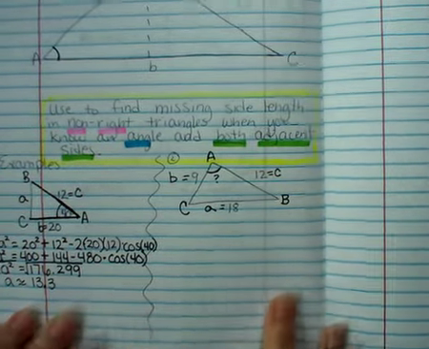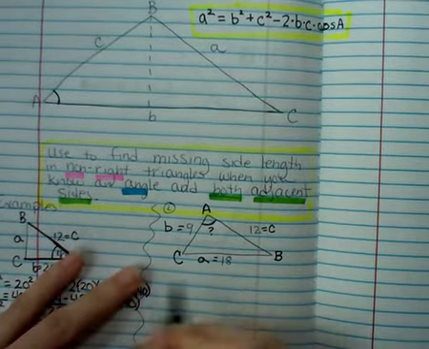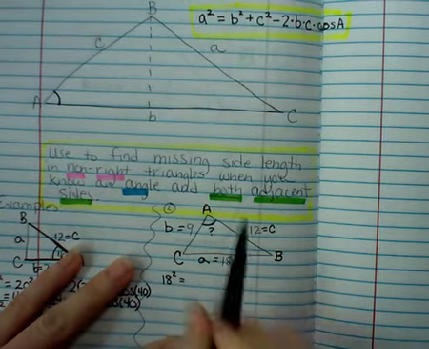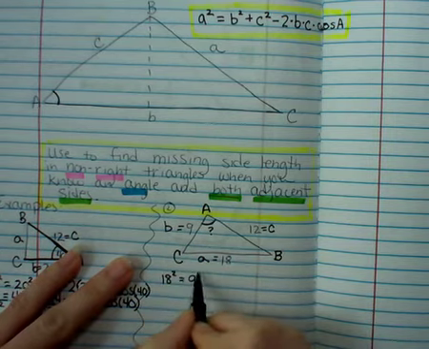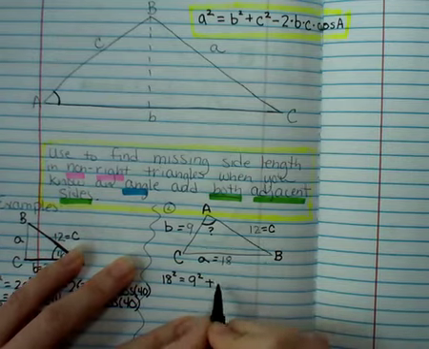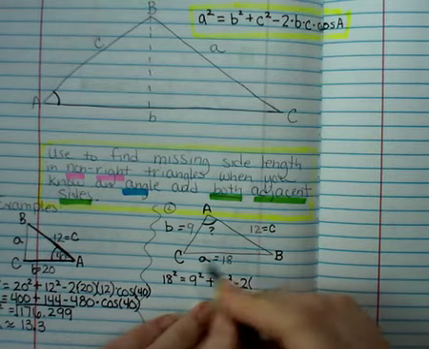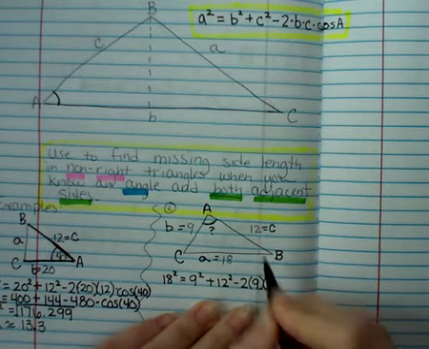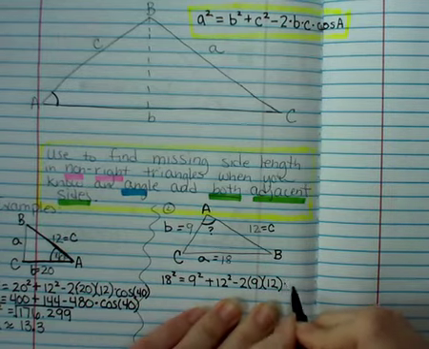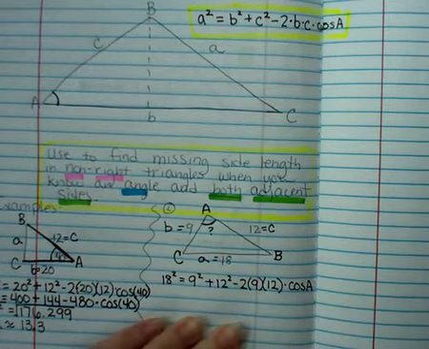And then we can go ahead and fill in using our formula. So a squared, this time I actually know the a, and so I've got 18 squared equals b squared, so 9 squared, plus c squared, and that's going to be 12 squared, minus 2 times b, our b is 9, times c, which is 12, times our cosine of a. And we don't know that a, so we're just going to leave it as an a for right now.